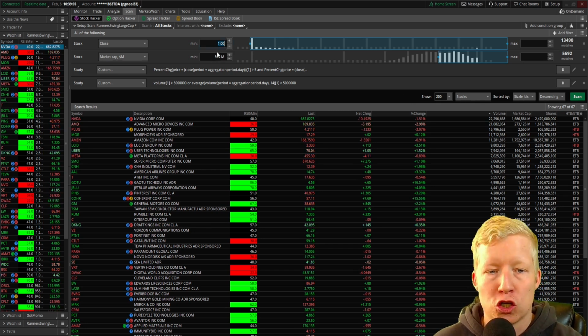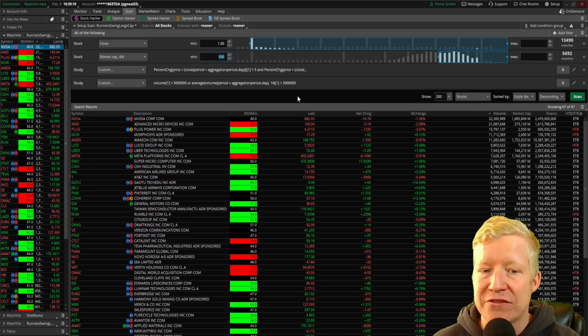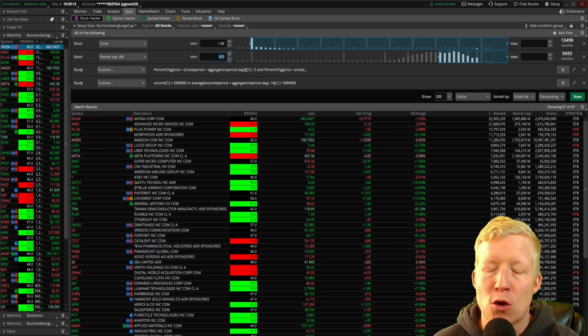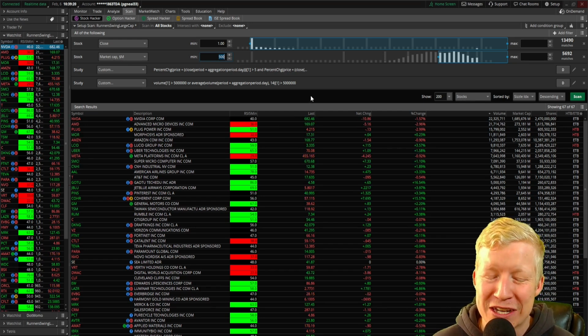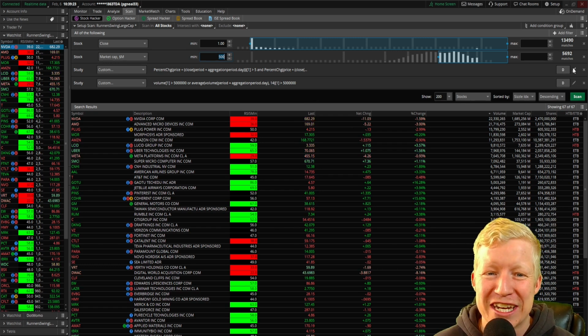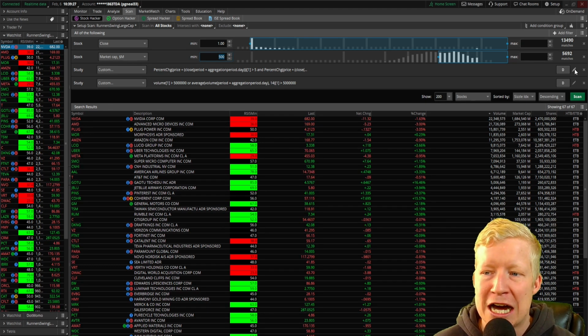We have our close, or I only want to be trading stocks over $1. My market cap I have set to 500 million minimum. Once again, this is my large cap runner swing trade scanner. I actually do have a small cap swing trade scanner too, but I don't really make use of that one. That's why we didn't really talk about it in this video. But so for large cap stocks, I want a minimum of $500 million market cap.